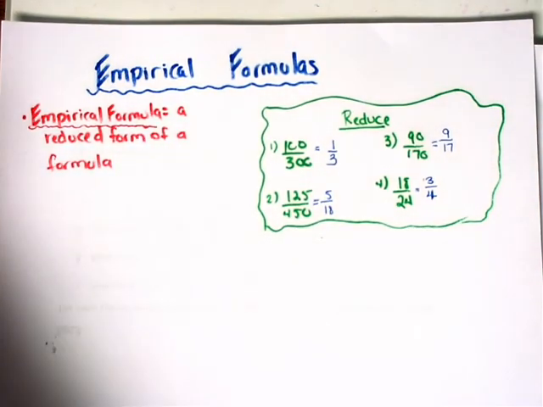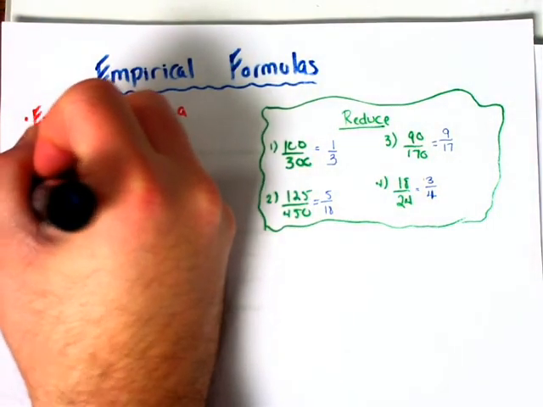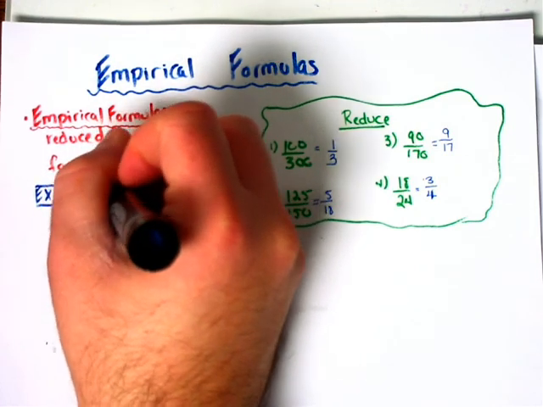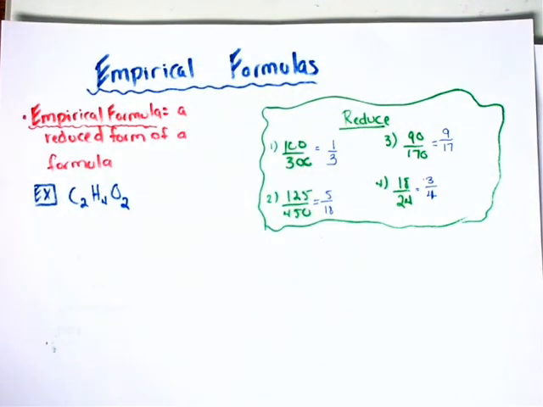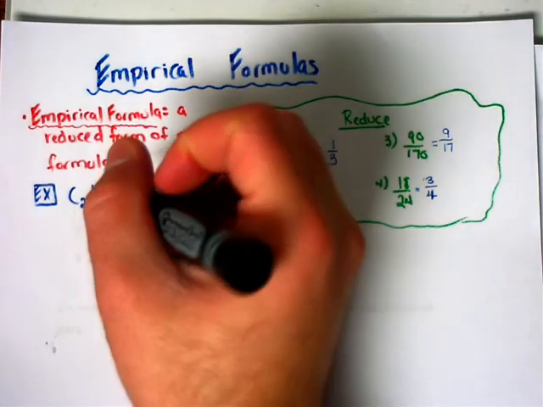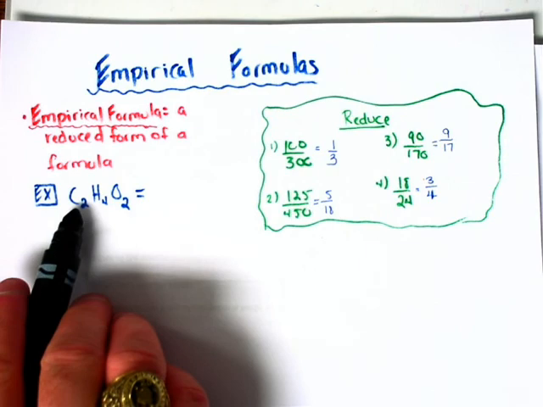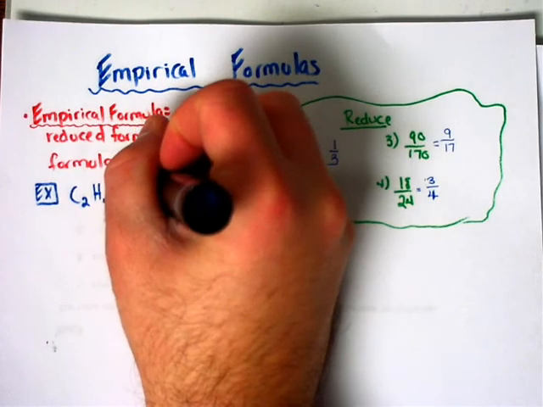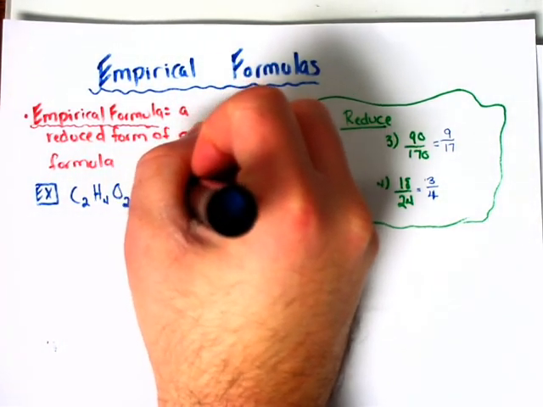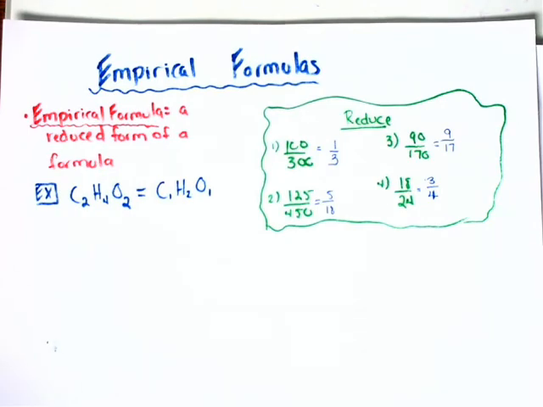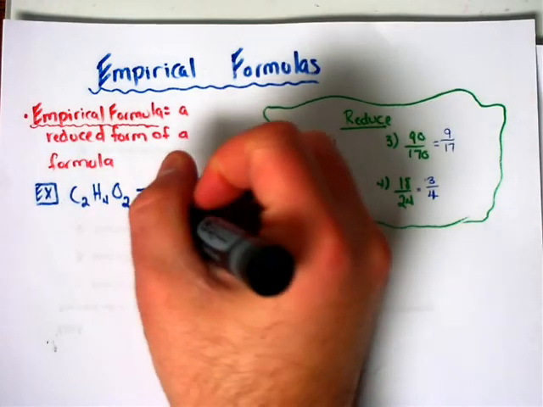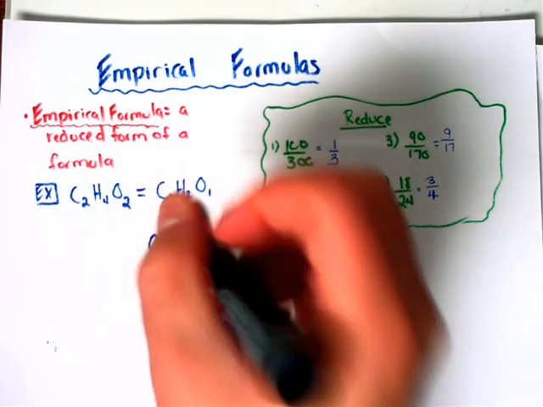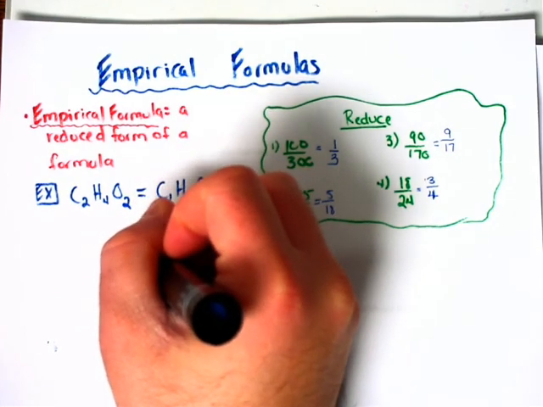Let me give you some examples of some empirical formulas. Let's take C2H4O2. What's the common factor between my numbers here? So if I divide each of them by 2, that would give me C1H2O1. And in chemistry, do I have to write the little ones afterwards? No, so realistically, the answer to this problem would be CH2O. That right there represents my empirical formula.